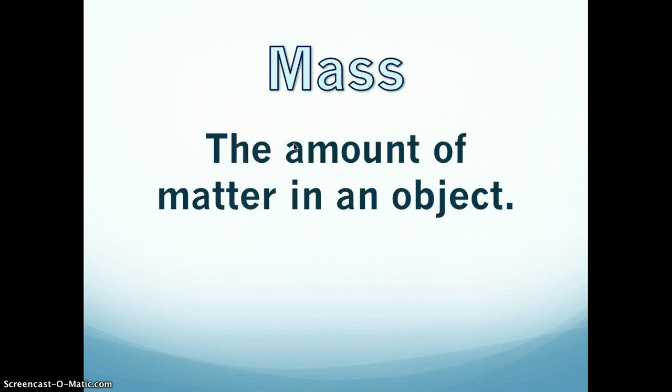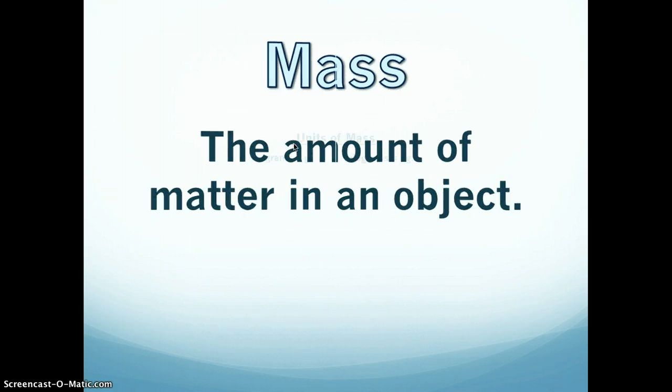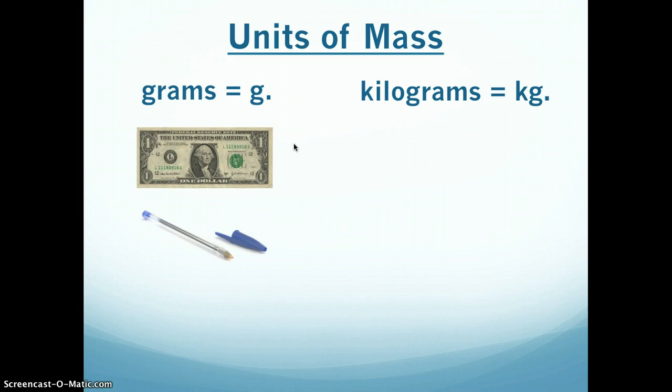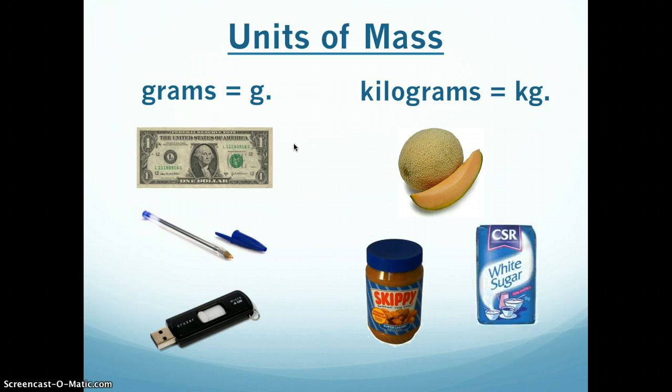All right, let's talk about our next measurement unit. This is called mass. Mass is the amount of matter in an object. There are only two units to remember in the metric system. The first is grams, which is much smaller. A dollar bill is about a gram. The cap of a pen is about a gram. And those thumb drives that we talked about earlier, that's about a gram. Now, kilograms are much larger. It's about the size of a cantaloupe or a jar of peanut butter or even a bag of sugar.